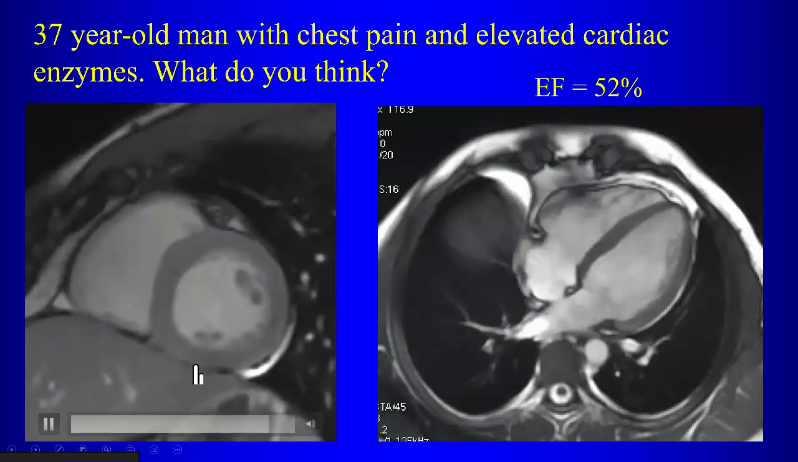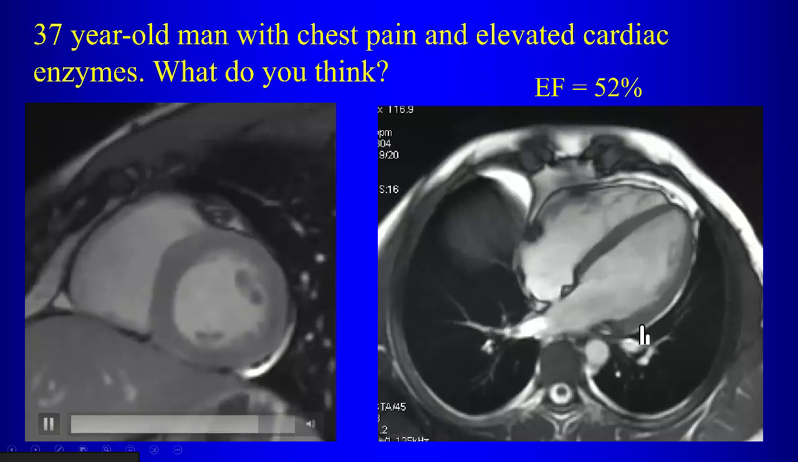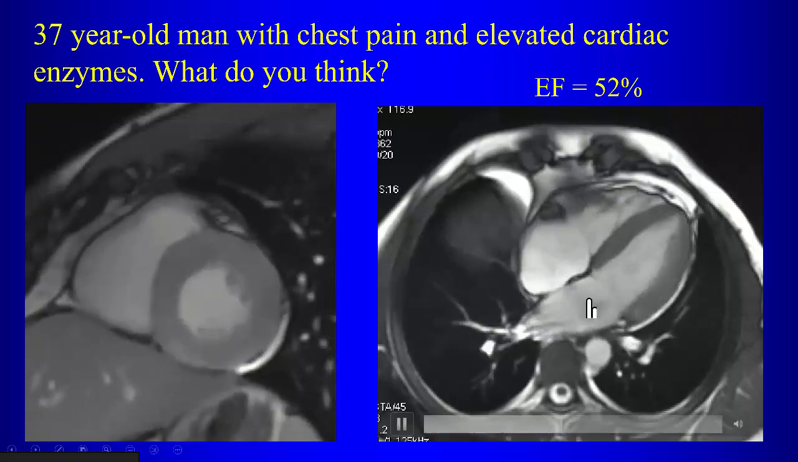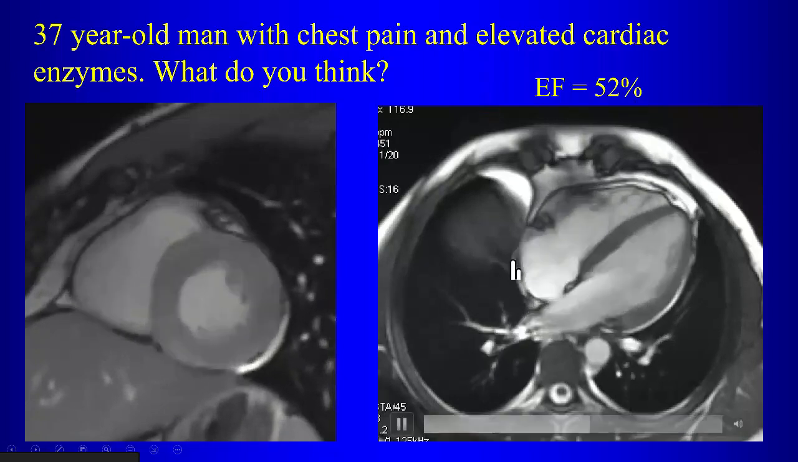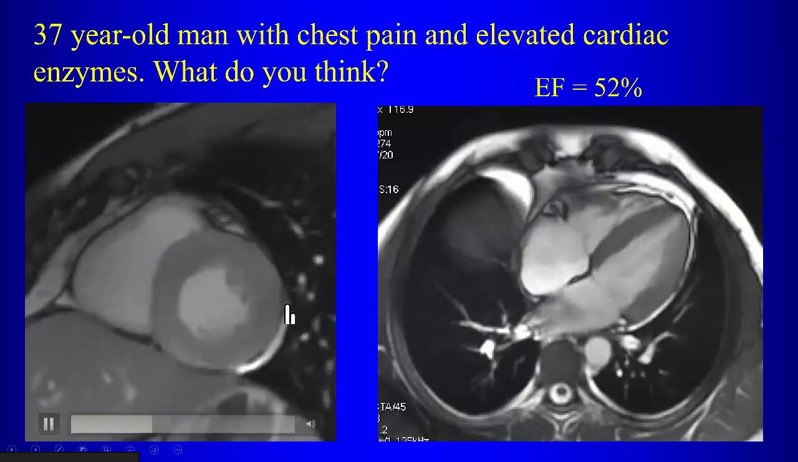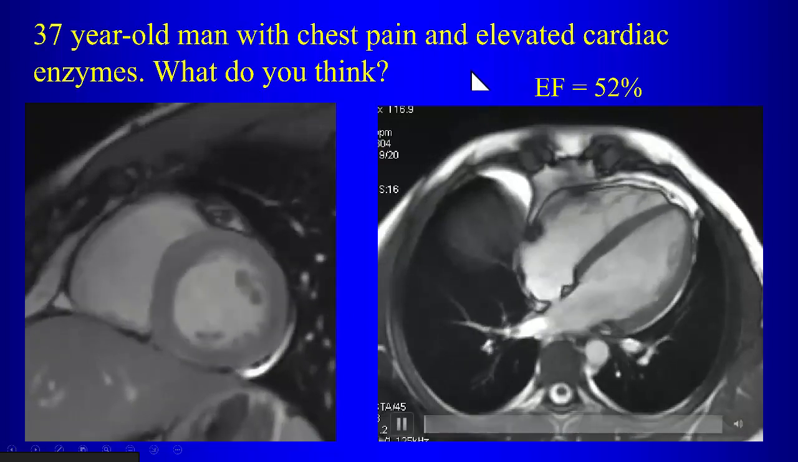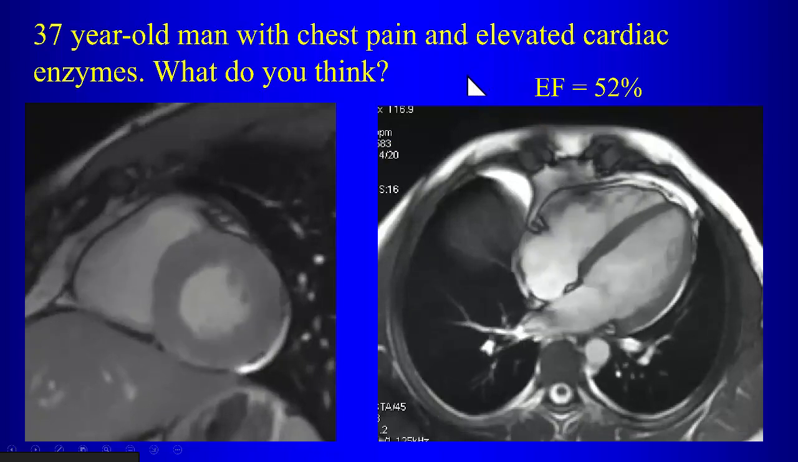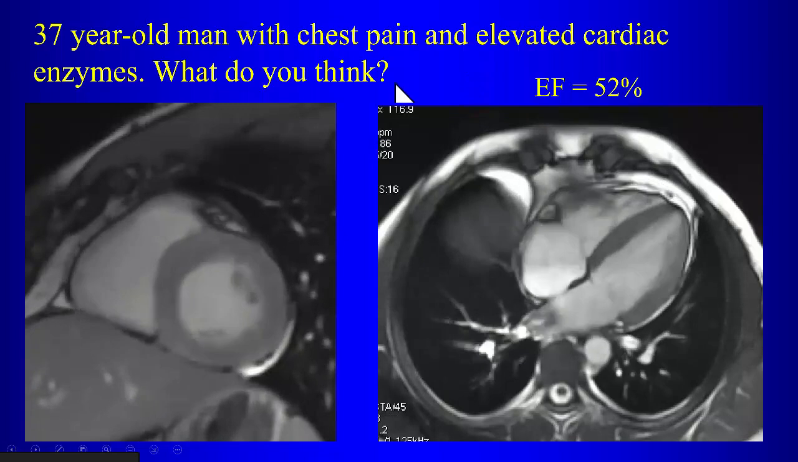What kind of view is this on the left? That's a short axis view, right? This guy over here, yeah, that's a four-chamber view. Ejection fraction is 52%, so it's not terrible, maybe very mild hypokinesis, but not really much else to see here, okay? So then we go on, and what are we thinking about with this history?